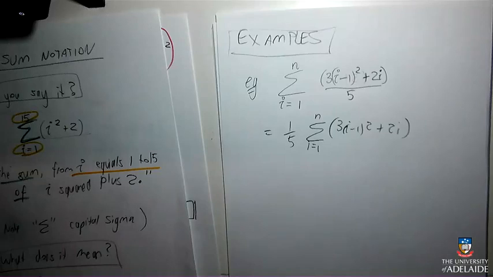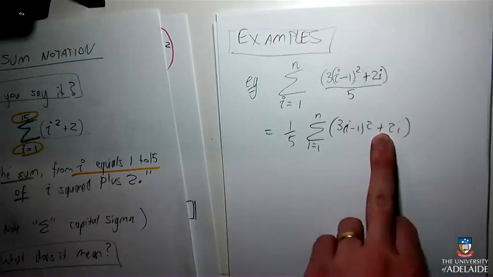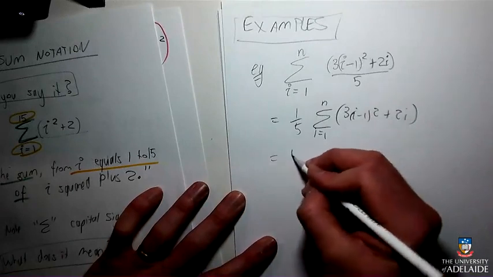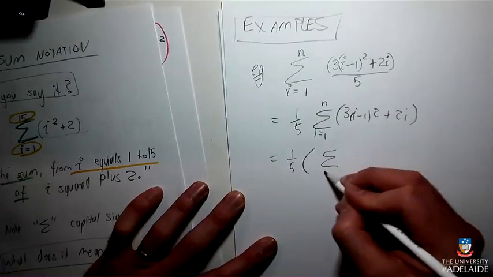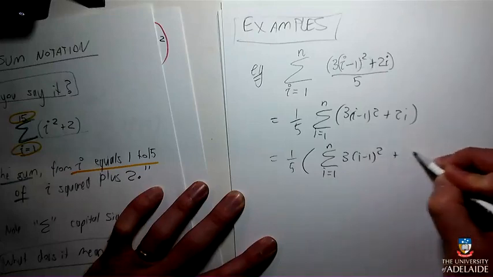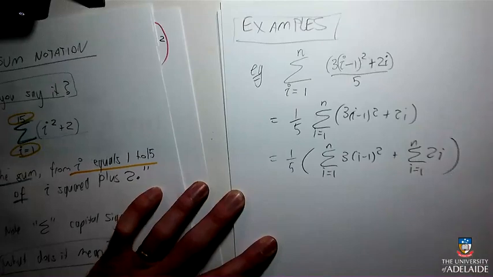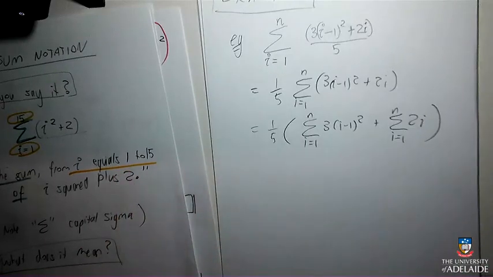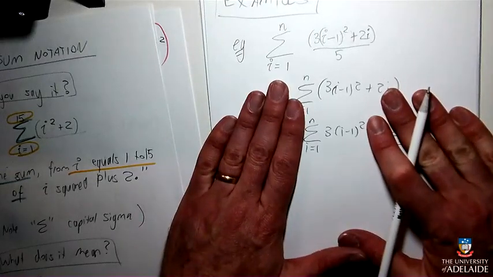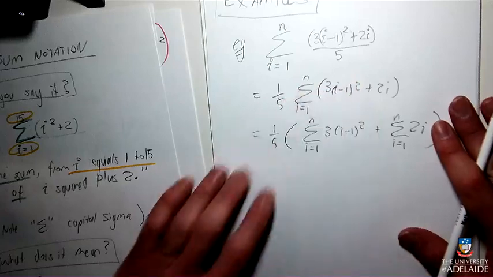And now I'm going to analyze what's in here. Well, they're added together, and I know that the rule for addition is that I can do my sum on each bit separately. Okay. And now, oh look, I can look at each sum by itself. In this one, there's a 3, I can pull that out, that's one of the rules. And in this one, there's a 2, I can pull that out, that's one of the rules.